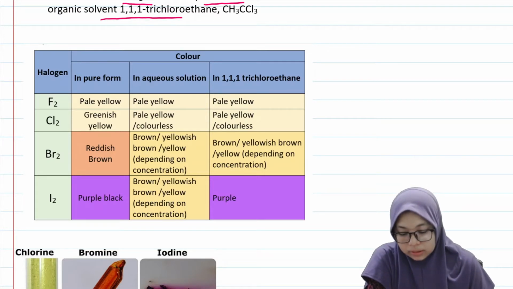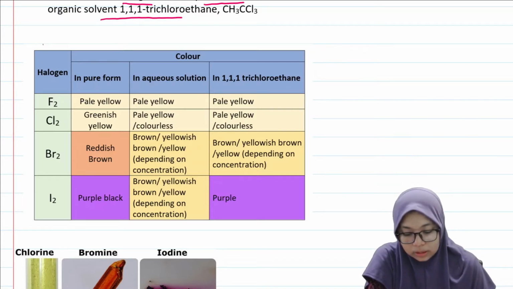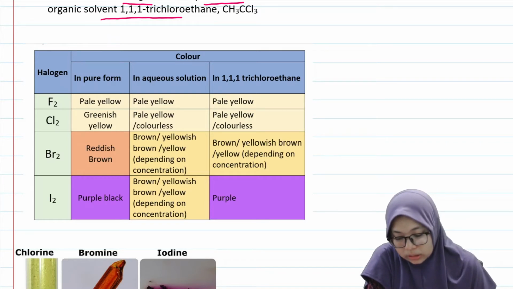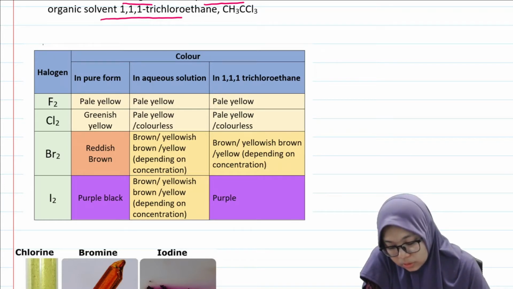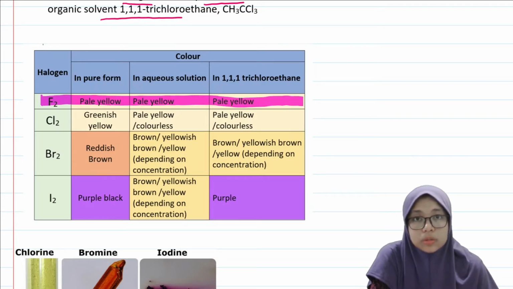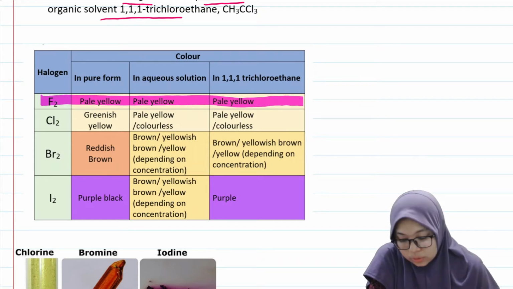So I have the color in the pure form, the aqueous solution, and in 1,1,1-trichloroethane. Note that we are not using fluorine because fluorine is a very reactive halogen, so we are not using it in the lab. We are using chlorine, bromine and iodine.